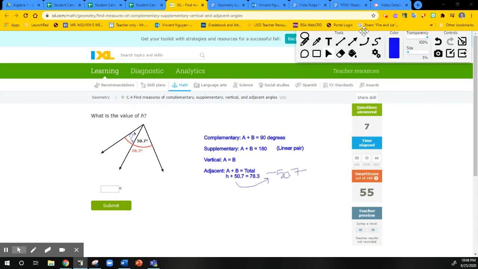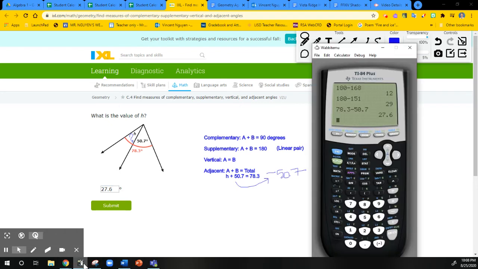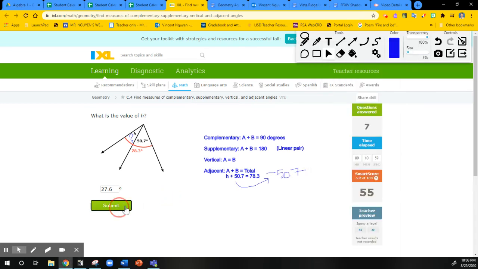So you go to your answer, and you do 27.6. I think that's what it was. God, I have short-term memory loss. 27.6. Okay, good. So submit. Yay. Okay. Let's skip this.